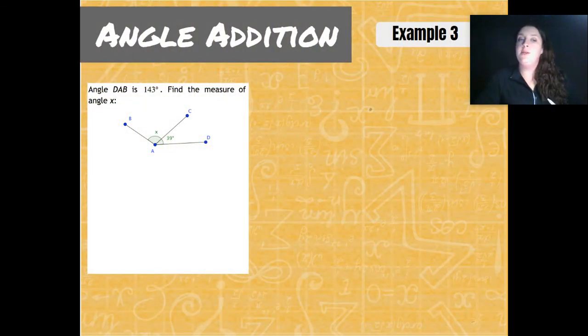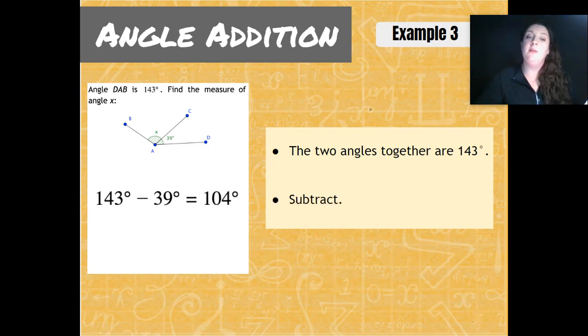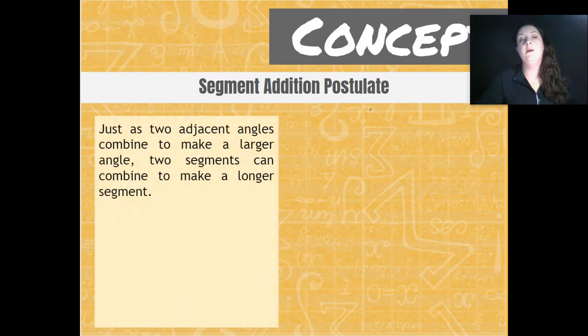So when you have angle addition, you're doing the same thing. DAB equals 143. They give you 1. You know that both of those angles will equal the total angle. So together, if the two angles are 143 degrees, you are going to subtract the 39 to get 104 degrees. So, segment addition postulate. Just as two adjacent angles combined to make a larger angle, two segments can combine to make a longer segment. Makes sense, right?